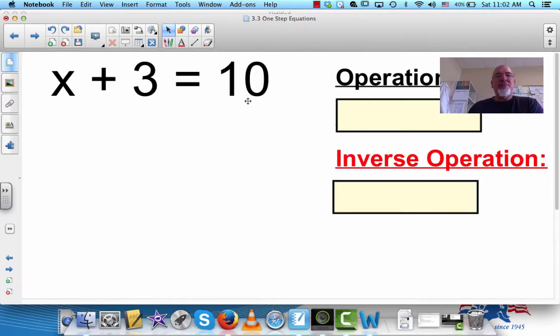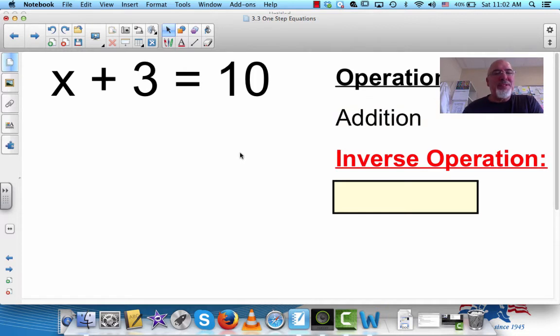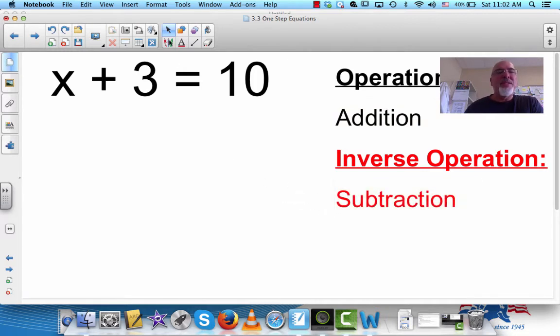X plus 3 equals 10. What operation do you see here? Well, this plus indicates that we have addition, and the inverse operation of addition would be subtraction. So that means in order for us to get it to say x equals, we're going to have to get rid of this plus 3, this addition of 3. So what we're going to have to do is minus 3 to get rid of it, and whatever we do to one side, we've got to do to the other side.